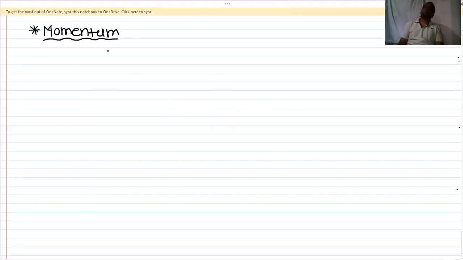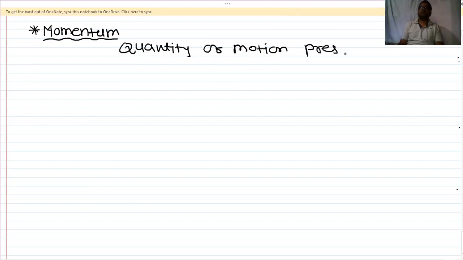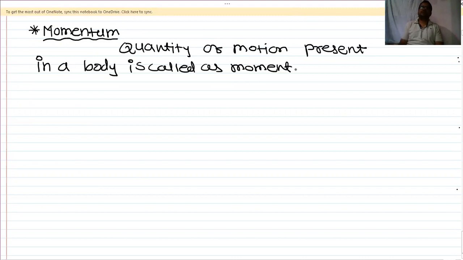Momentum. So what is momentum? We have quantity of motion present in a body, right? Quantity of motion present or contained in a body is called momentum. Like if I have a pen and the velocity of this pen is 0, what is the momentum? 0. Why? Because motion is 0. So for quantity of motion, mass along with velocity is important. That's why momentum is mass times the velocity.